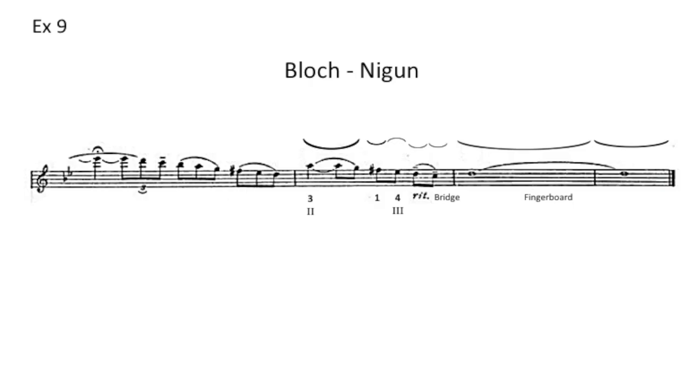Here's an example. If we take the end of Bloch's Nigun, we want to reflect the shift in tension that the harmonies create at the start of the final note, and then how the piano chord creates color on the final note itself. By combining the penultimate note with an in towards the bridge, the sound gains tension that can then be released simply in the next undershape by letting the bow move out towards the fingerboard. Here it is.